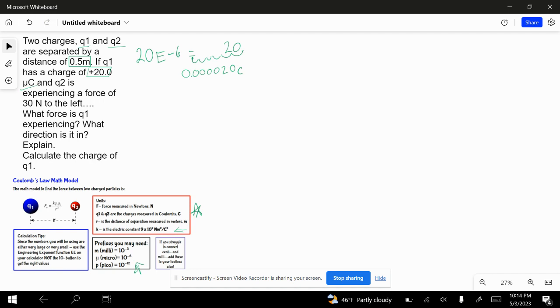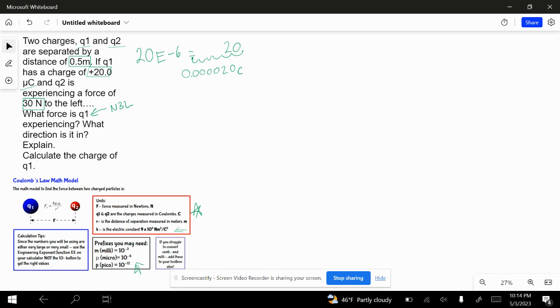So let's go back to our word problem here. And Q2 is experiencing a force of 30 newtons. So we have the force, and this force is 30 newtons to the left. What force is Q1 experiencing? Well, that answer is Newton's third law, right? So it's also experiencing 30 newtons. It's just experiencing those 30 newtons to the right. So obviously in what direction?